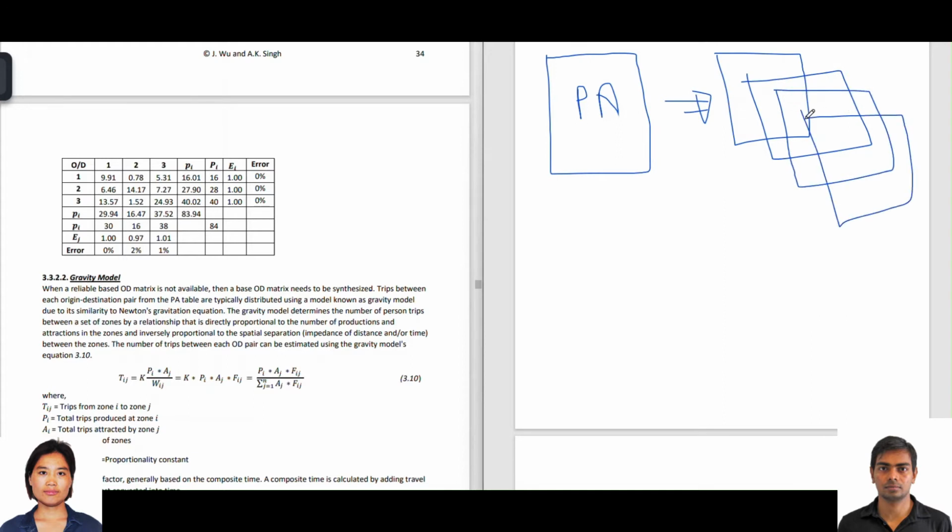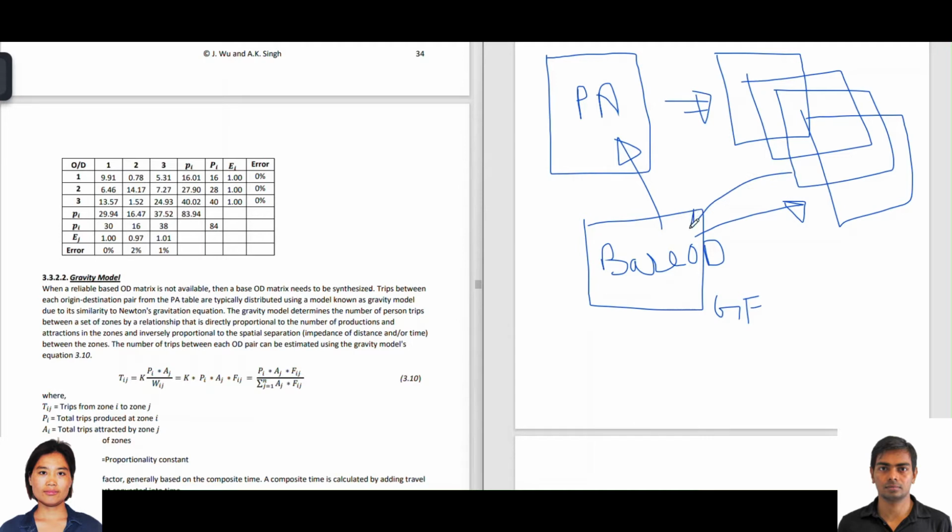Now, if a reliable base OD is available, then we can use something called the growth factor method, which we have seen in previous videos. A growth factor method utilizes the base ODs and tries to match the PA table using 4 different methods we looked at along with the examples. And then it tries to pick one of the ODs out of infinite solutions that are closely related to the base ODs.